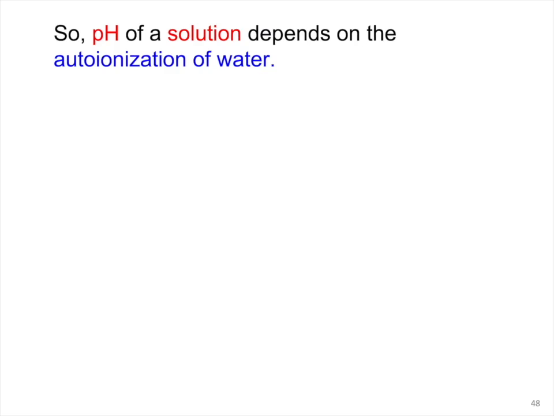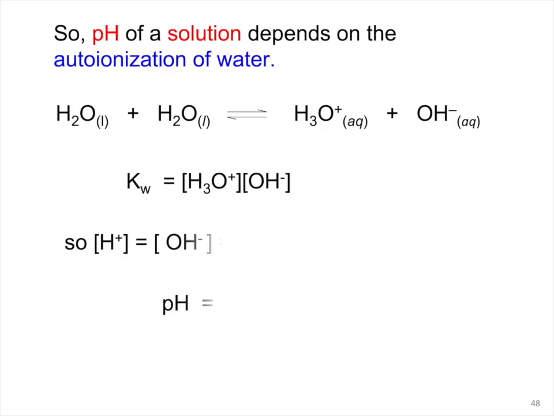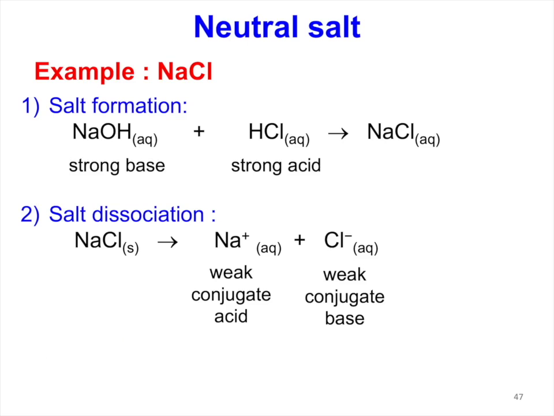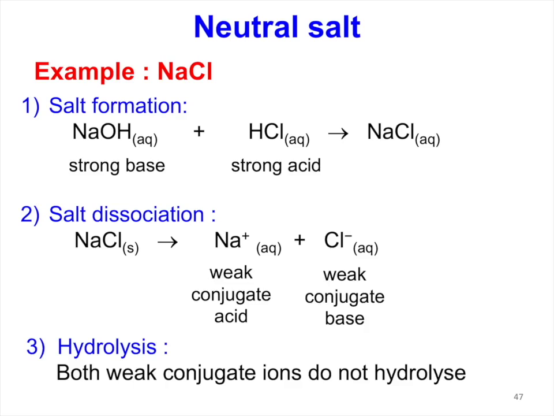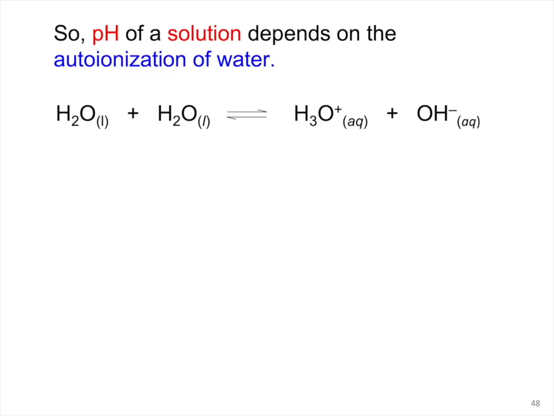Next is the process of hydrolysis. Since both ions are weak conjugate ions, they do not undergo the hydrolysis process. So the pH of the solution depends on the auto-ionization of water. So we know that in the auto-ionization of water, H3O+ and OH- are produced.